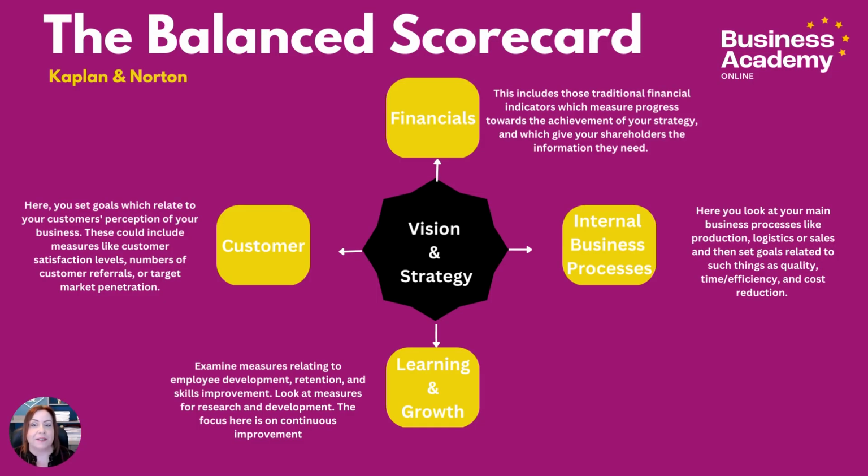Let's look at these 4 areas though. Here you see we've got financials, internal business processes, learning and growth, and customer. So remember, this is the traditional version. There are different word choices that they'll use in these 4 sections, and there are different versions of this balanced scorecard. So financially, these include traditional financial indicators, which measure the financial progress, shall we say, towards the achievement of your strategy. And it gives shareholders the information that they need. So here we'd look at things like financial ratios and so on.